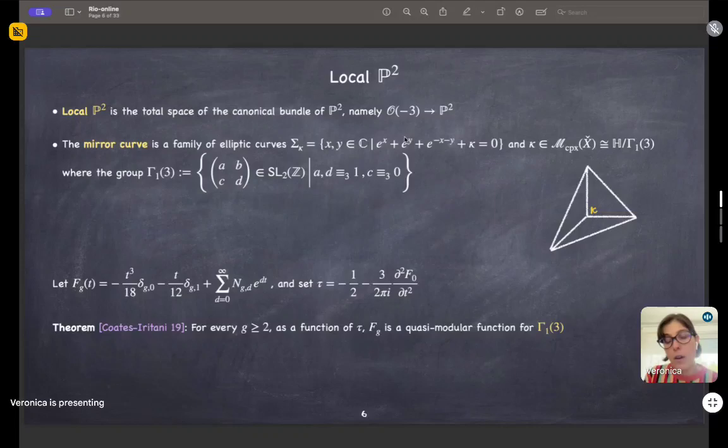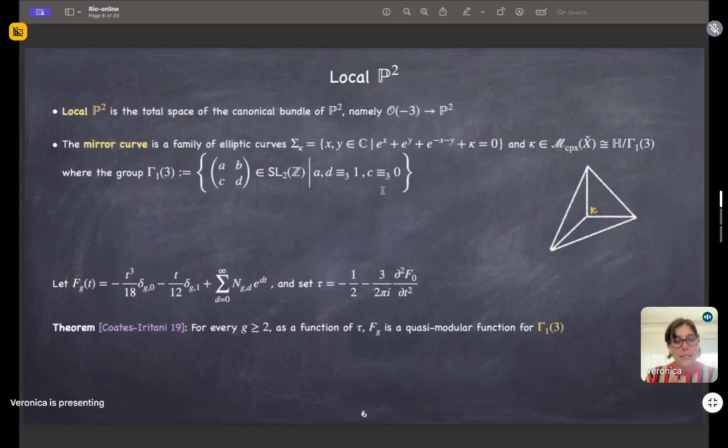the function that before I was calling O(x), this polynomial, can be read from the polytope of P2, because here you see that there are the three axes. So the x-axis is responsible for the e to the x, the y for e to the y, and the other one for e to the minus x minus y. So this is the mirror curve, and the moduli space that parameterizes the complex structure is given by this modular curve. So it's the upper half plane quotient by the group gamma_1(3), and the group gamma_1(3), I just recall here the definition.